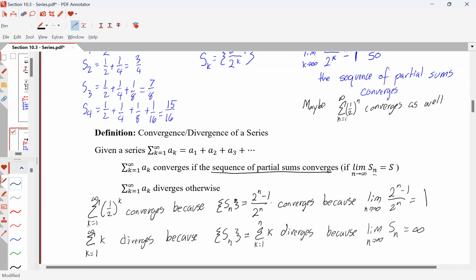equals infinity. So there's the sequence, and the sequence can converge or diverge on its own. But when we want to tell about the series convergence, we're looking at the sequence of partial sums. And there's 3 different things. We'll see some examples in the next video of looking at the sequence of partial sums to help us determine if a series converges.